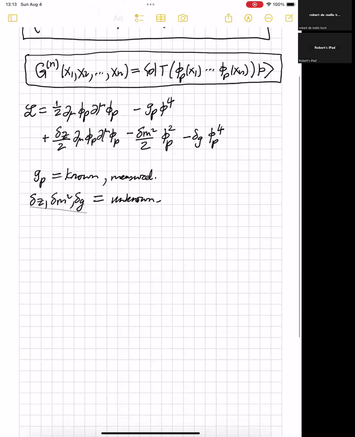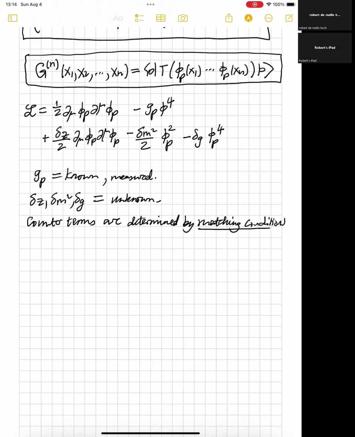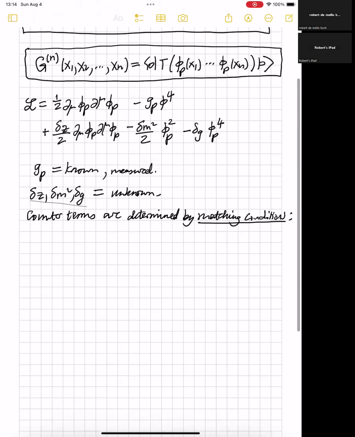And as usual, this is always the logic. The counter terms are determined by our matching conditions, okay? That's always the case. So let's just talk a little bit about the matching conditions that we're going to use because, well, they're slightly different to what we've used in the past.